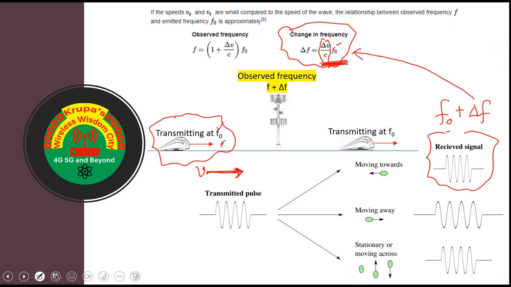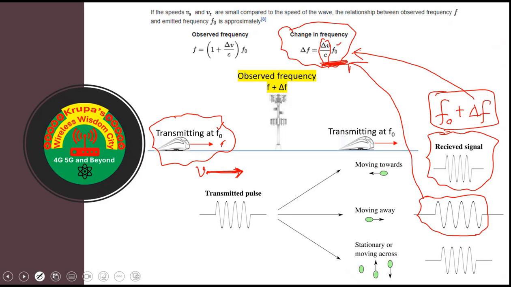And when it is moving away, if you look at the waveform, it is stretched out. When the waveform is stretched out, it means my frequency has reduced. When the frequency increased, it was f0 plus delta f. In this case it is the same delta f, but my equation is f0 minus delta f, because I am moving away.